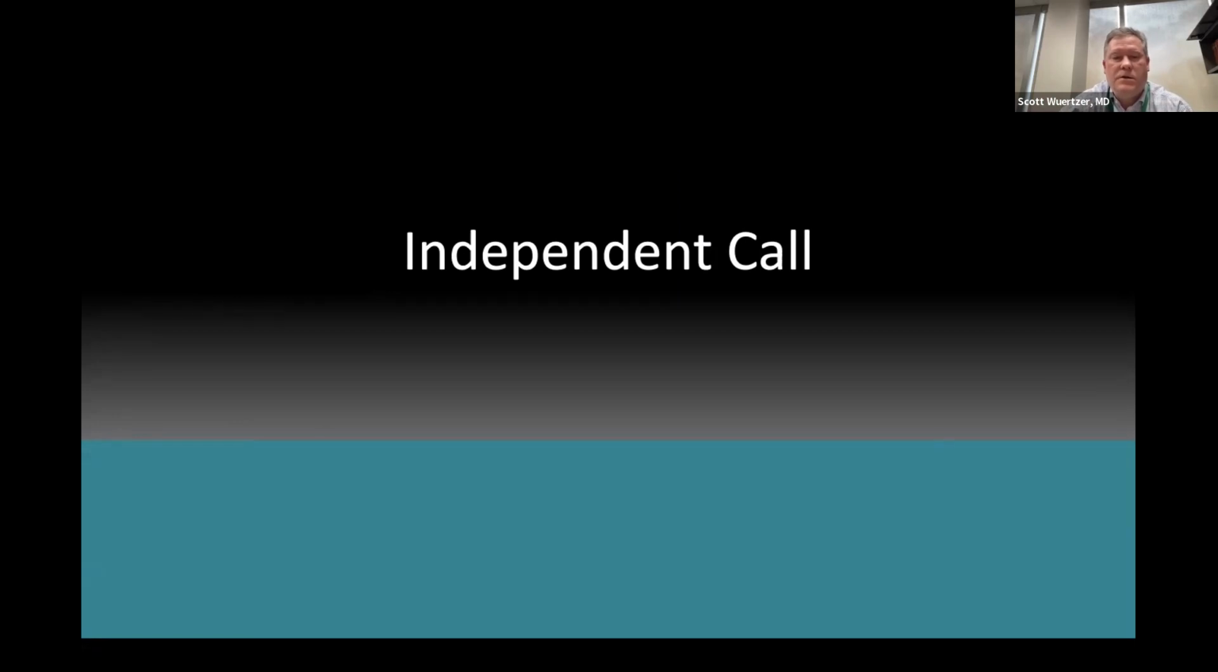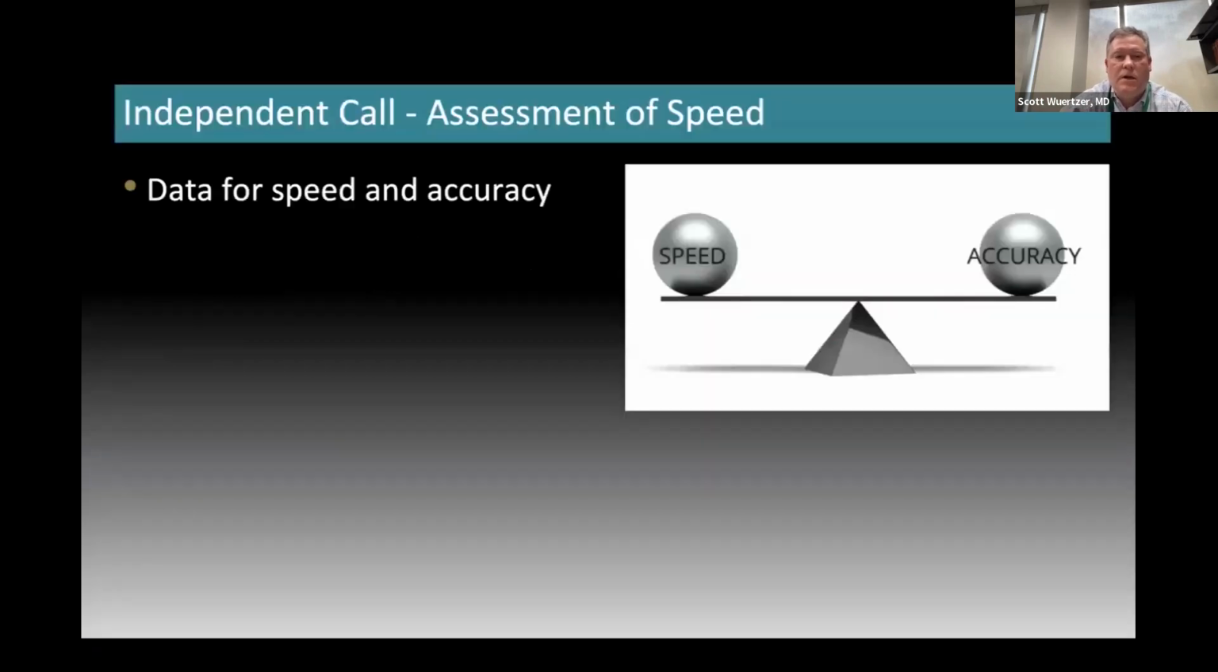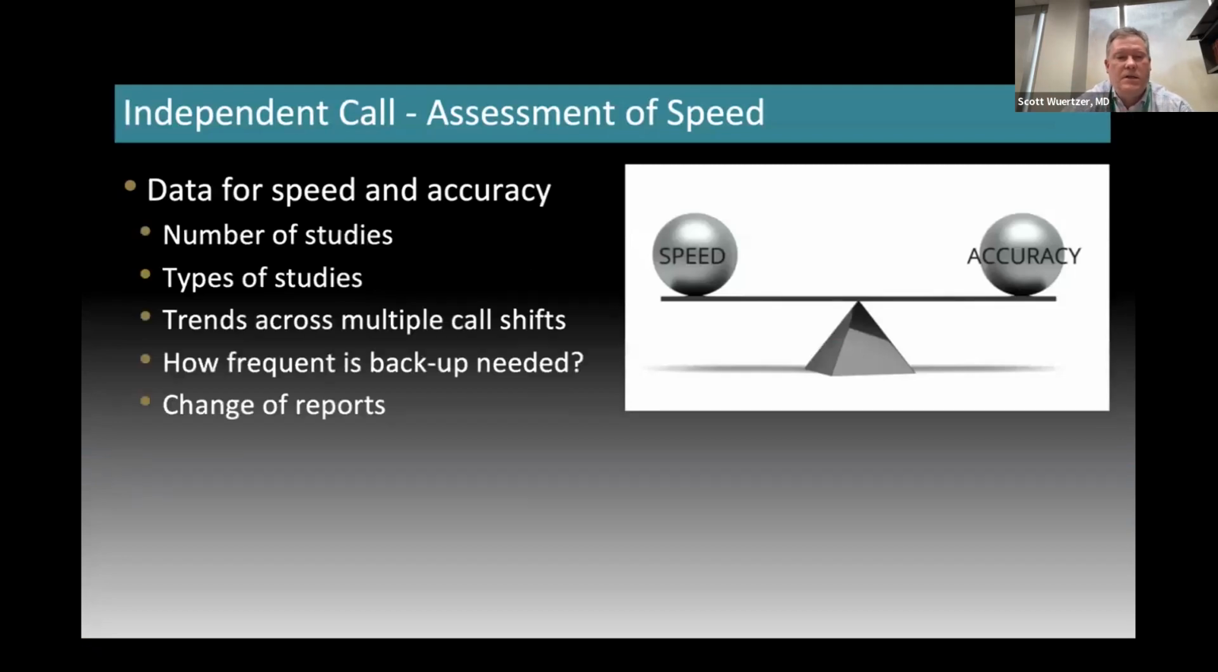It's allowed us to do some of these things: assess, teach, increase. Assessment of speed is pretty straightforward. You're going to have the data. You're going to have these numbers. You're going to know how many studies they're reading, what types of studies there are, if there's trends across call shifts. As we mentioned, how frequently does a backup person need to come in? Change the reports, that's going to go more towards accuracy, obviously, but all this data is going to be there with an independent call system.